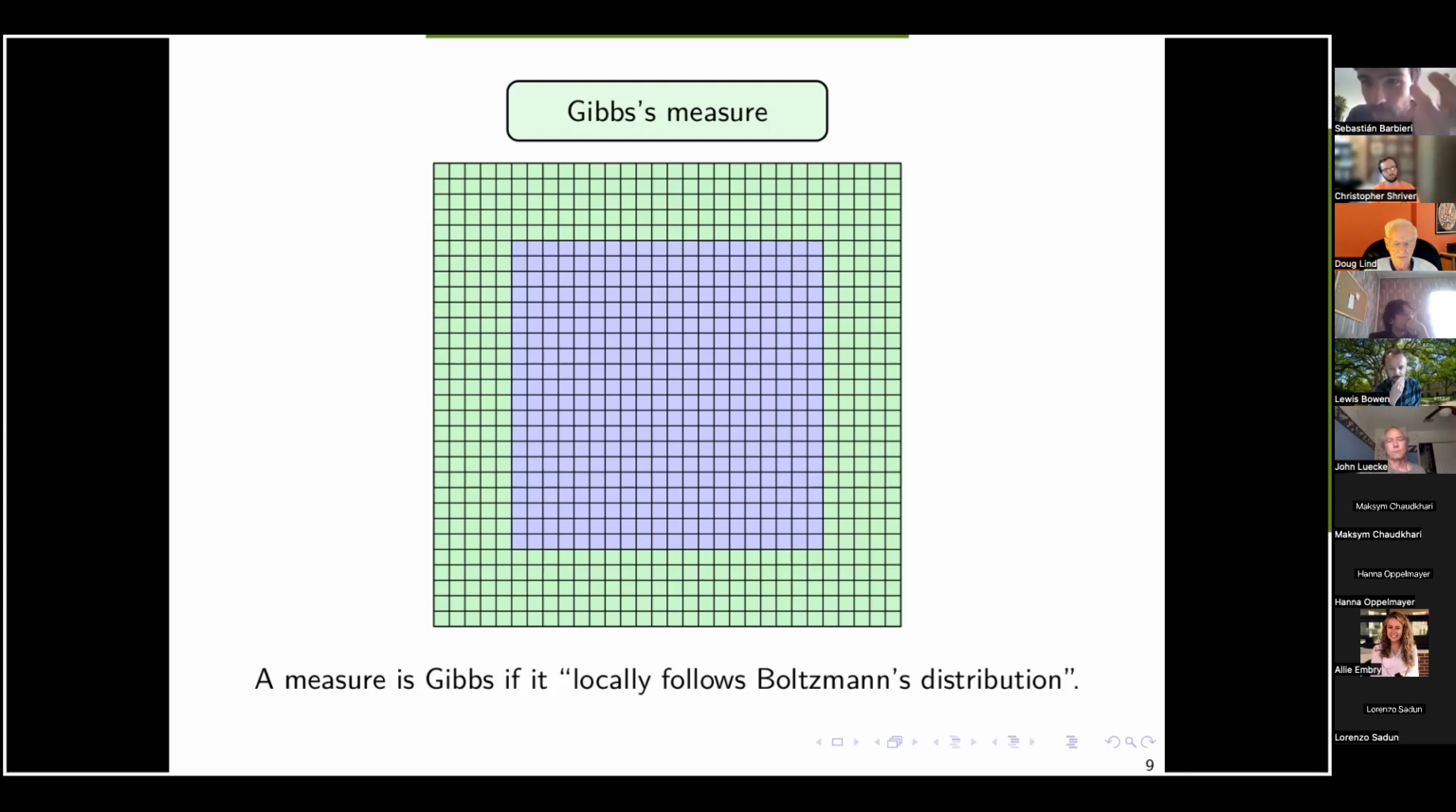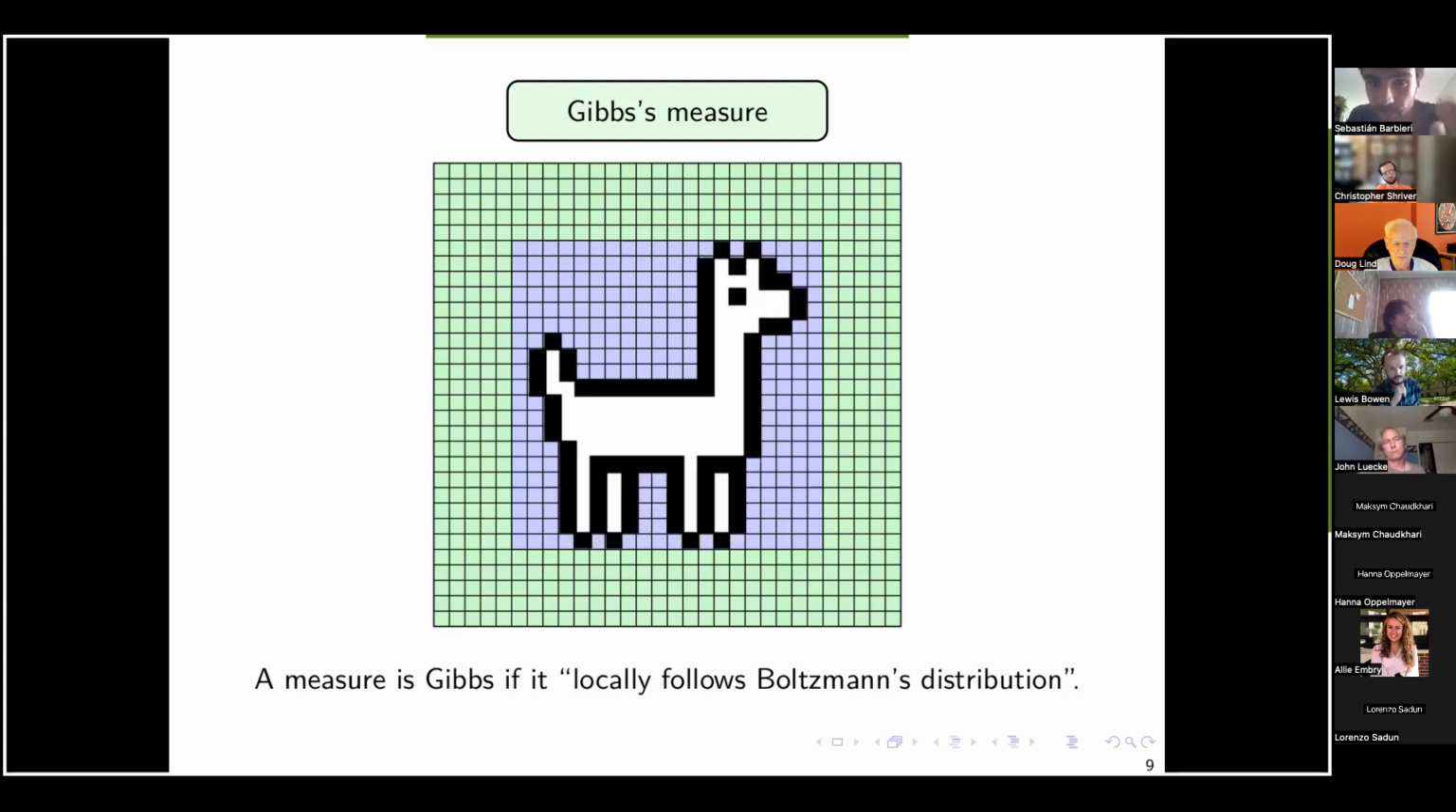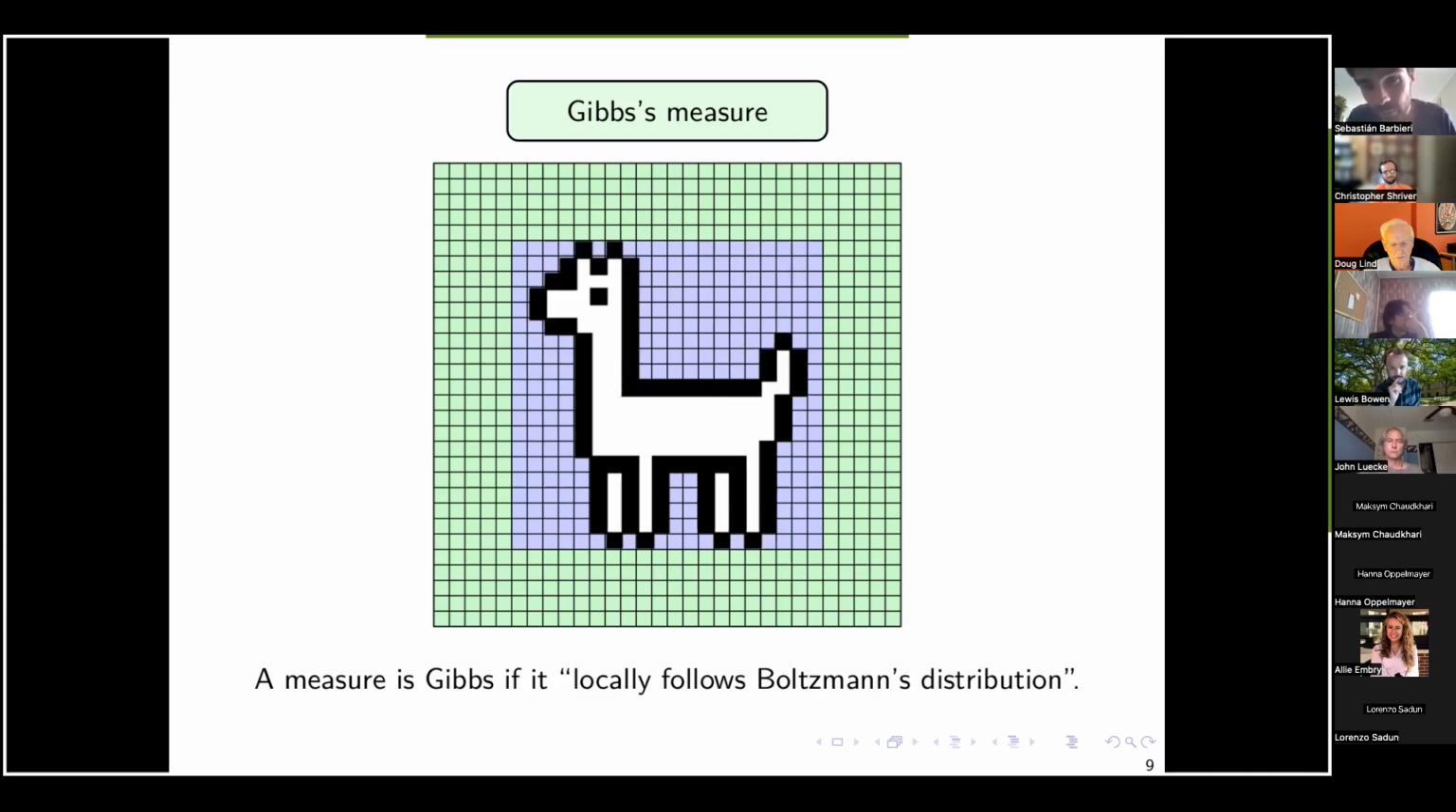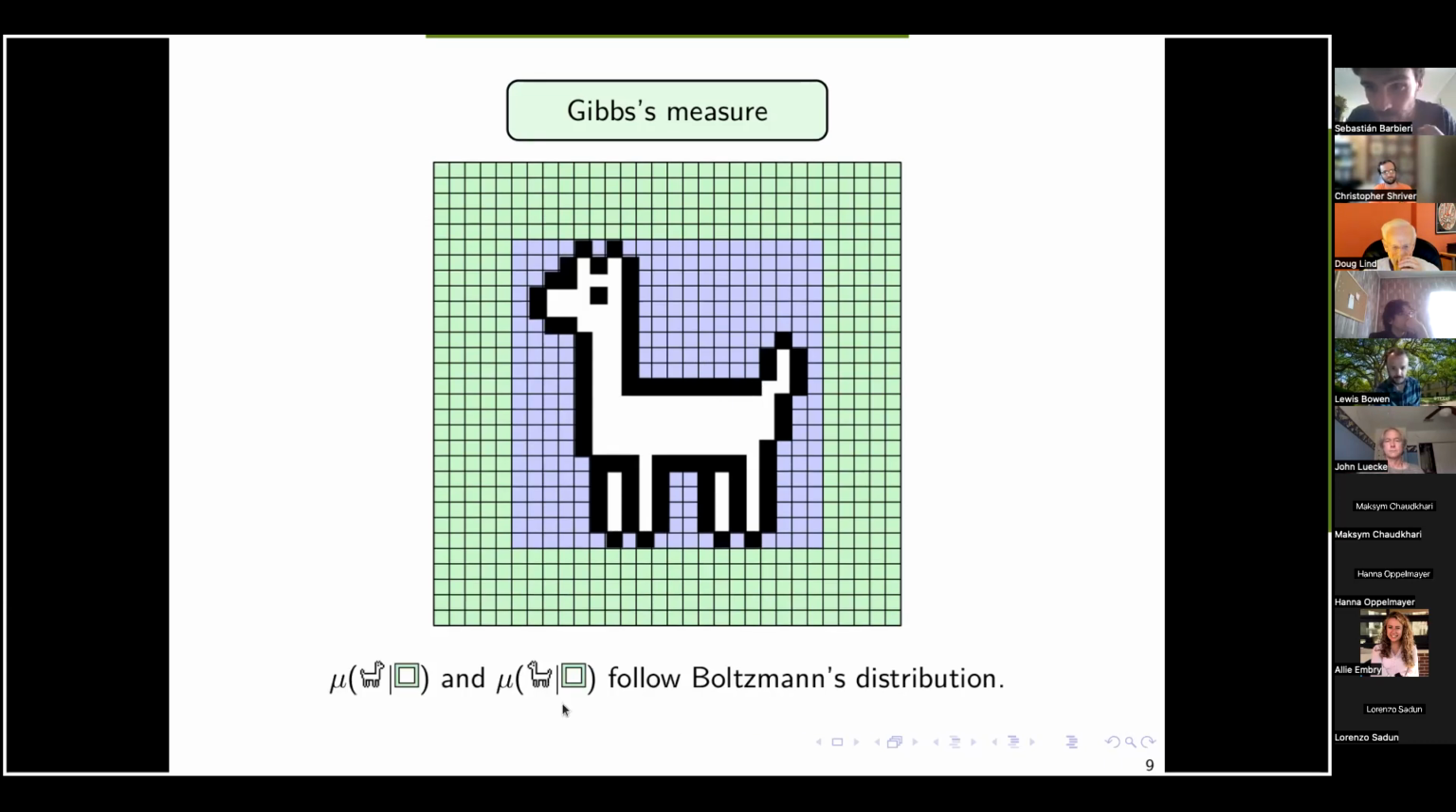And what I would like is the following. If I look at any pattern that might appear there, for instance, that beautiful pattern, or that one, I would like that the conditional probability, mu of seeing one pattern conditioned on what I see outside, and mu of the other pattern conditioned on what I see outside, follow Boltzmann's distribution for some potential.